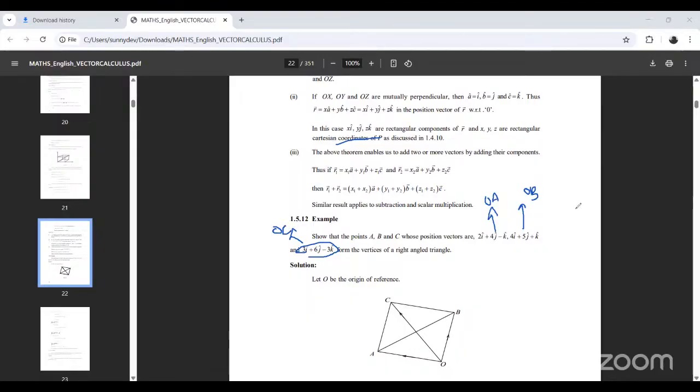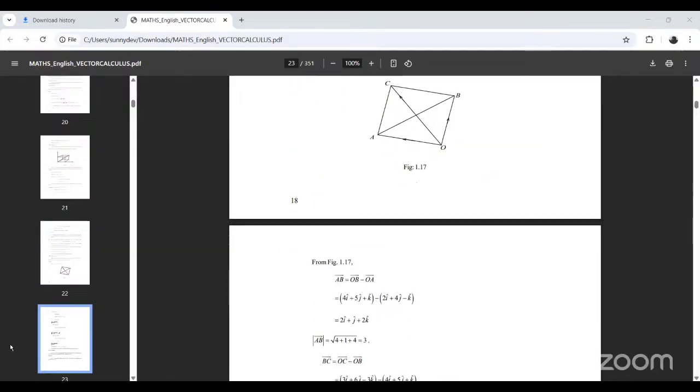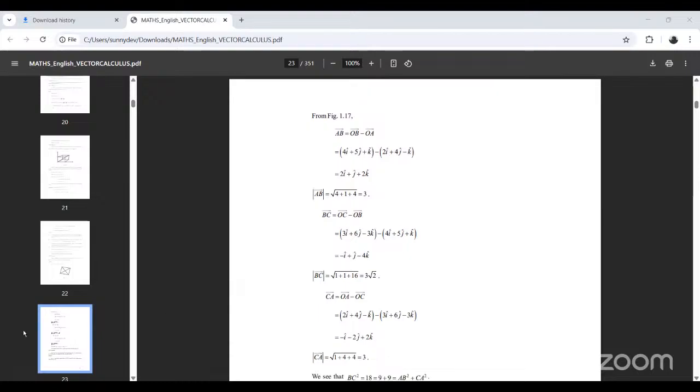OA, OB, OC. Okay? So these are the three vectors. So AB is OB minus OA. So this is OB minus OA. So i: 4i minus 2i is 2i, 5j minus 4j is j, and k minus of minus k, that's plus, that becomes plus 2k.